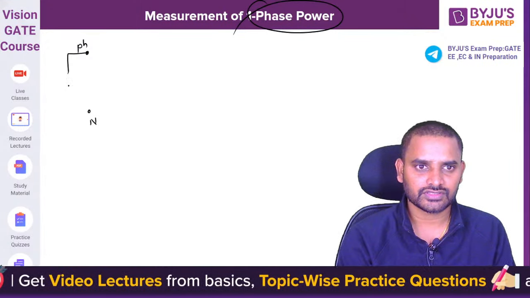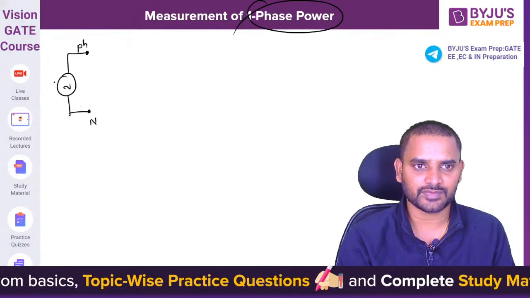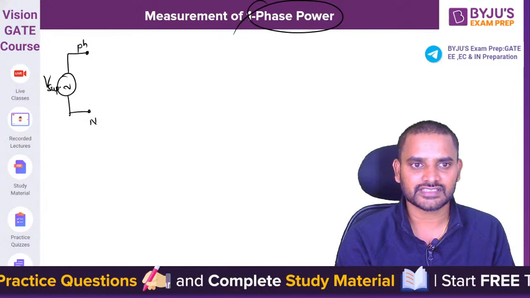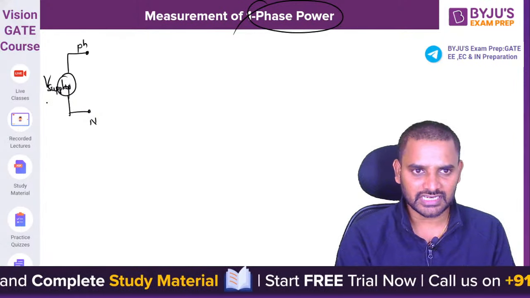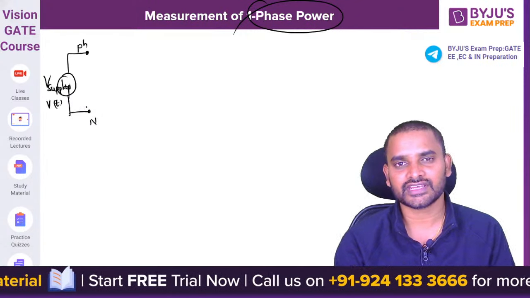Phase and neutral. So this is my supply terminal. This is my supply voltage. Let me take it as V supply. Generally we write it as V of t, instantaneous voltage V of t.